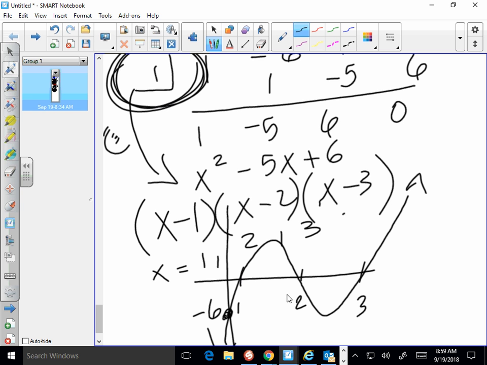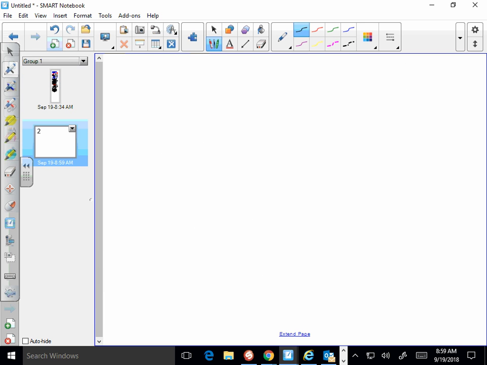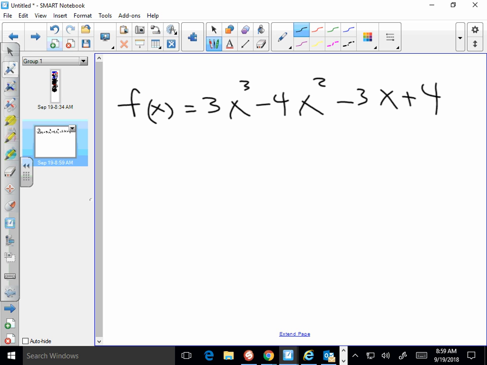Okay. So, will you take a look at this polynomial and tell me the list of all its possible rational roots? F of x equals 3x to the third minus 4x squared minus 3x plus 4. I'd like the list of all possible rational roots, please.